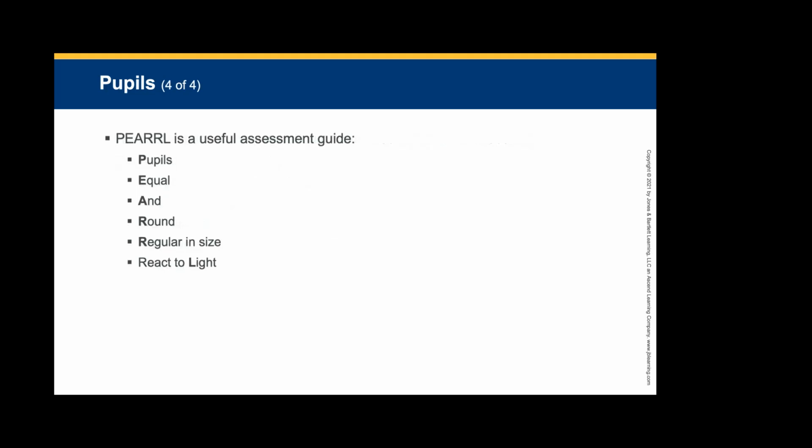So PERRL, this is very important that you know this mnemonic. Pupils equal and round, regular in size and reactive to light. You can use that at any point in time throughout your patient assessment to make notes for yourself as you pass things on. And that way also, as you're going back to make notes, you've got everything written down. Even if you just write PERRL on your glove or your tape, and you just circle, pupils were equal and reactive to light. So you circled E and L.